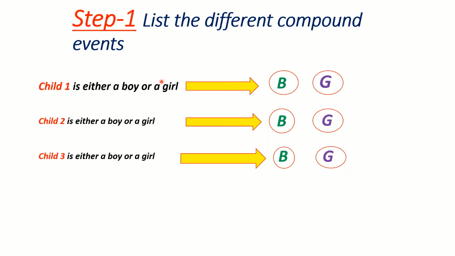But what would be the total sample space for these compound events? What would be the total sample space for this compound event? That means, like, the first boy combined with the second boy and third boy, again the first one with the second girl and third girl, and so on. So there are many possibilities. Let us see using the tree diagram.